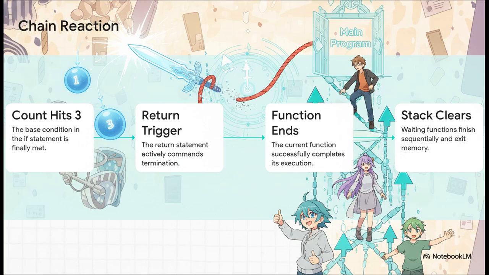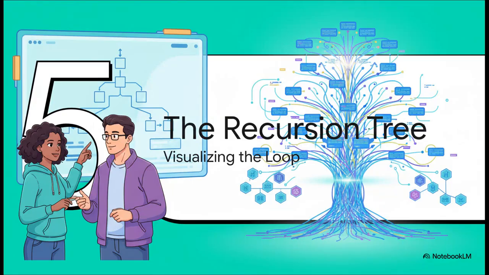Let's trace how this rescue actually plays out. Count 1, count 2, count 3. The exact moment that condition is met, the return triggers. That active function immediately terminates, and because it's finally done, the function directly below it, the one that's been waiting in the stack all this time, can finally execute its last line. Then it finishes. It sets off this rapid upward chain reaction, safely popping every waiting function right out of memory until you're cleanly back in your main program. Finally, part 5, the recursion tree.